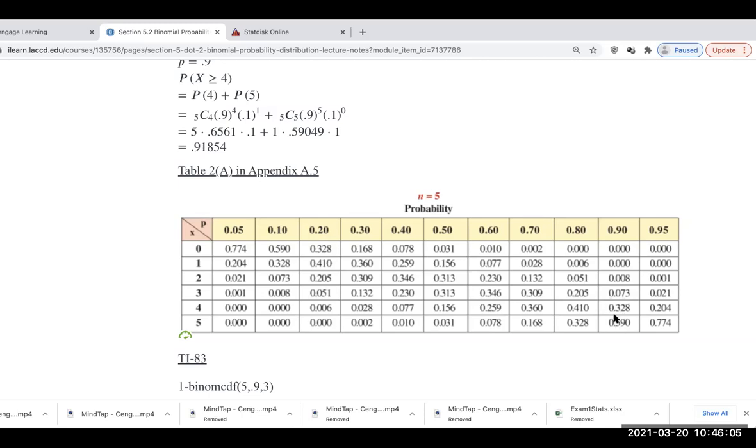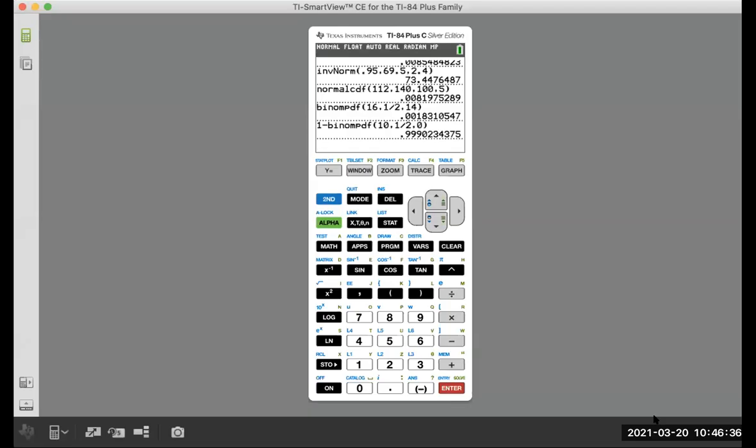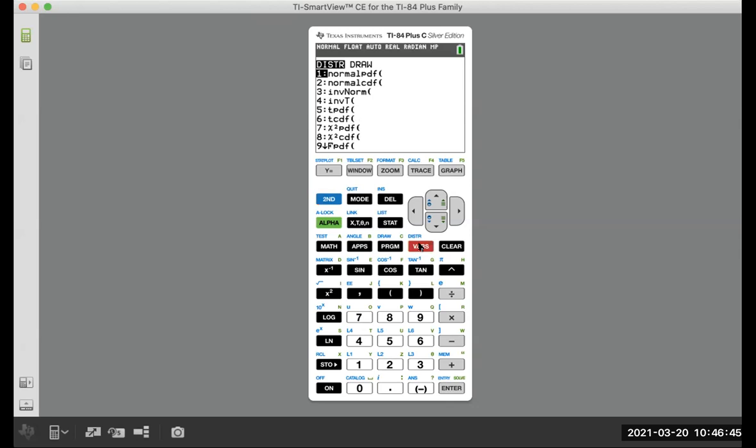So I want to reformulate this as a complementary event. So rather than greater than or equal to 4, I'm going to look at taking away everything less than or equal to 3. So let's look at 1 minus the probability x is less than or equal to 3. And so if I do my TI 84, I'll have to do 1 minus the binomial distribution. And this will have to be CDF.